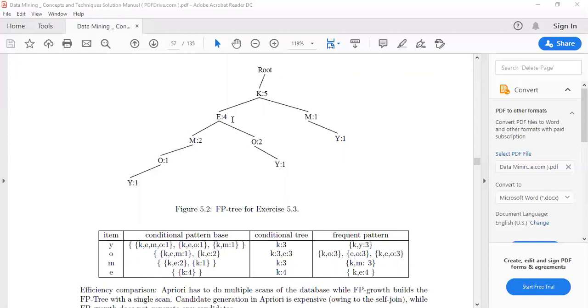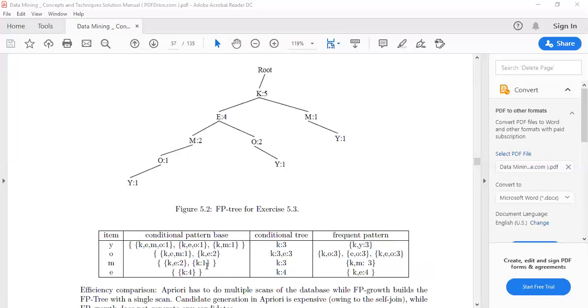Here. So you have to go back to K and E. Similarly, where is the M? Here. So it has to cross the K and then come to M. Like that, we have to find each and every letter one by one, and you have to make a conditional pattern base. This is the base to reach.